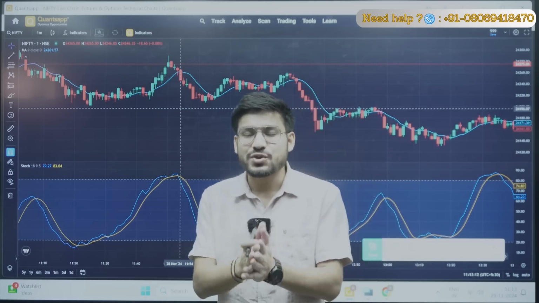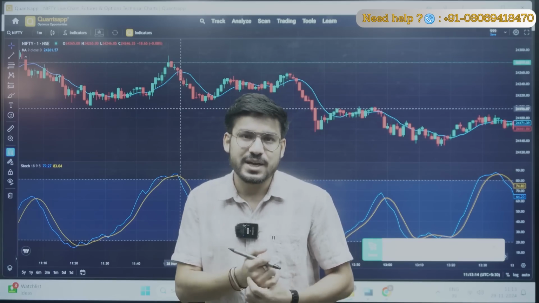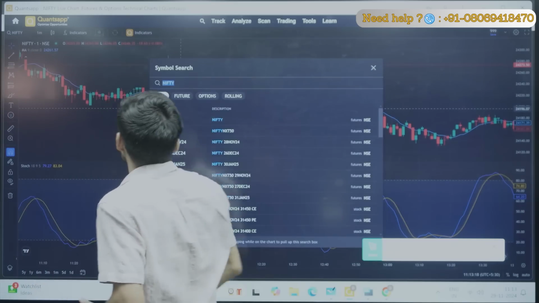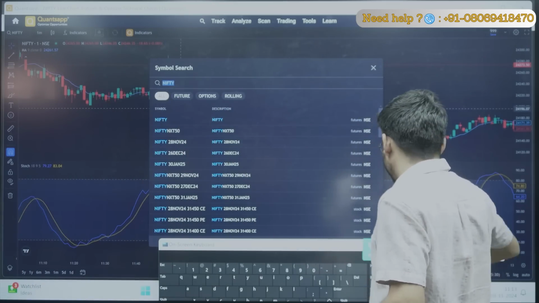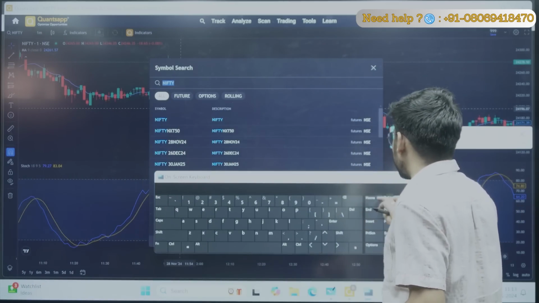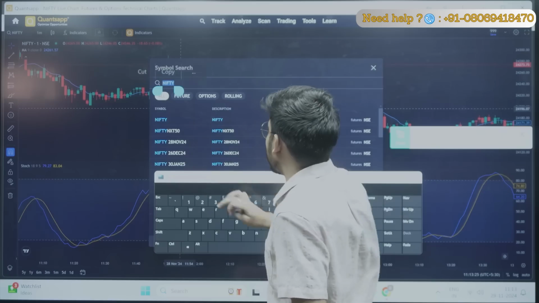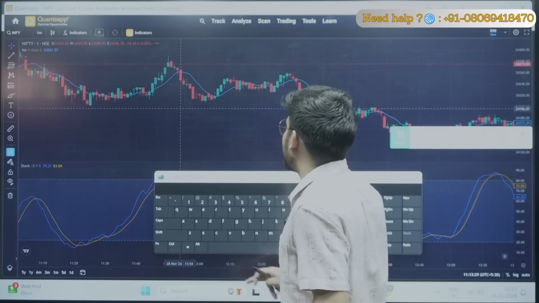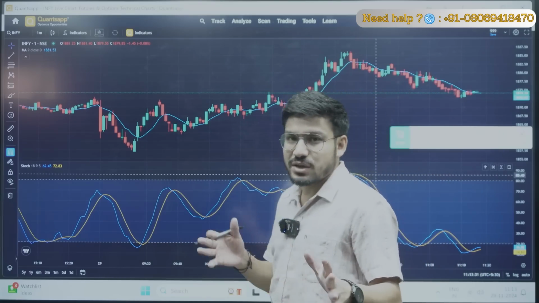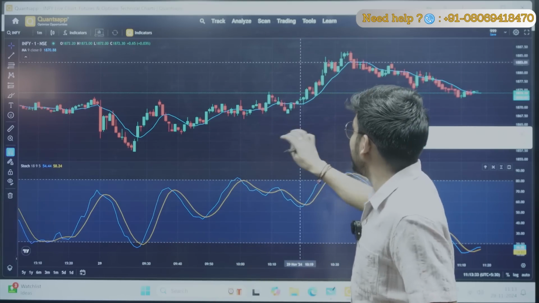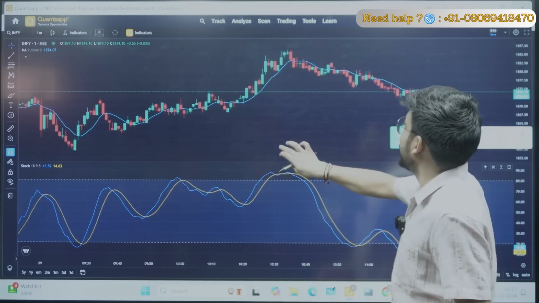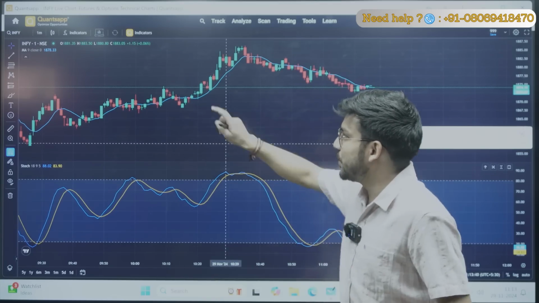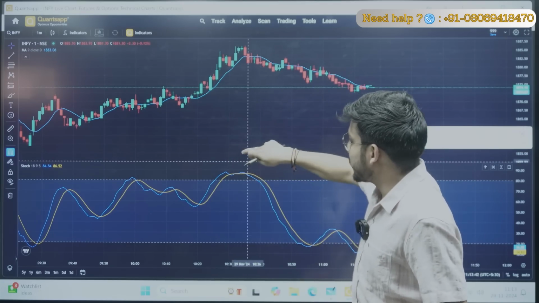This is a strategy that you can apply in index as well as on stocks. Let's see if we are getting any examples in stocks as well. Let's go with Infy, because right now we can see the IT sector is also giving us a good move. Let's see if we can find an example in Infy. In Infy you can see there was a crossover. Yeah, perfect. Infy, 1 minute time frame, and we got a good example here.